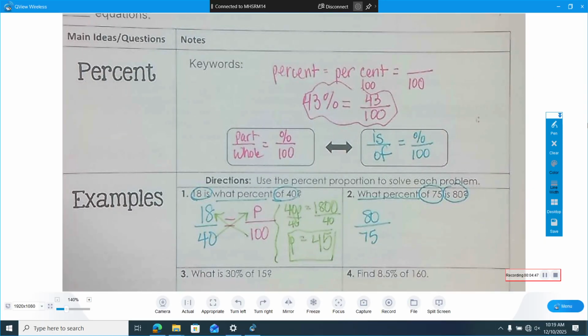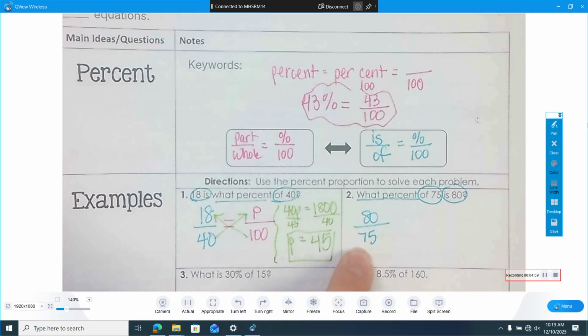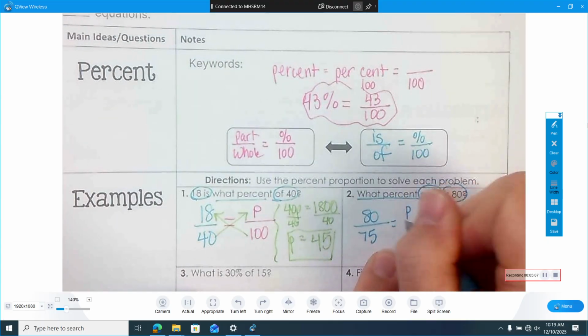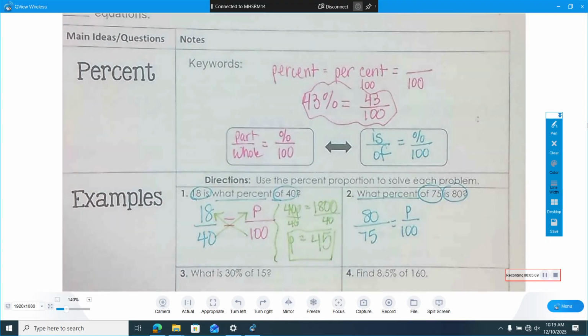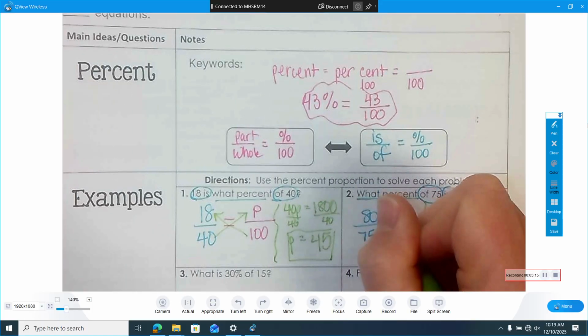Ladies and gentlemen, little bit of math here. Should our percent be more than 100 or less than 100? More. It's out of 75. 80 is more than that, right? It's bigger than the 75, so it should be over 100%. All right, so again, we're trying to figure out the percent out of 100. So there's our easy peasy setup. And we can cross multiply.